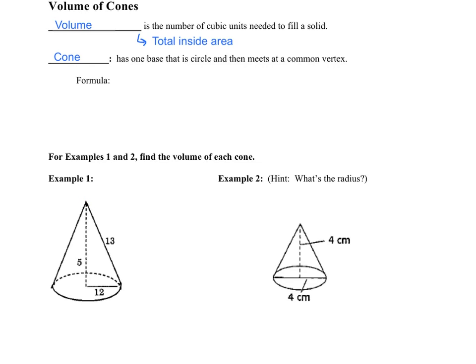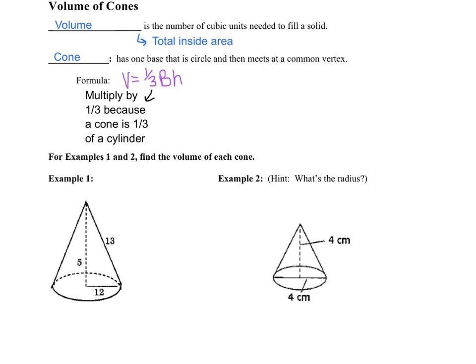So how do we find the volume of a cone? We're going to use the formula volume equals 1/3 times the area of the base times the height of our solid, which is a cone. So how do we get this formula? Where did the 1/3 come from? Well, we multiply by 1/3 because a cone is 1/3 of a cylinder.